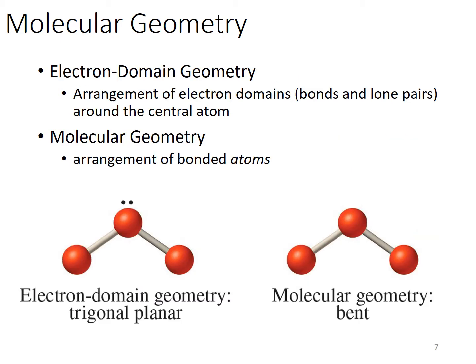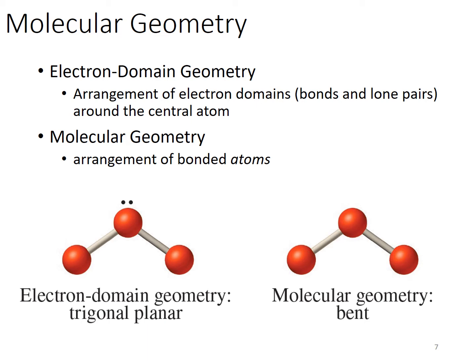All right, so what we've been talking about is the electron domain geometry. Again, I just call this electron geometry. This is just the arrangement of the electron domains, whether it's a bond or a lone pair, around the central atom. Molecular geometry is similar, but it pertains more to the arrangement of the bonded atoms. So if you take a look at ozone, the electron domain geometry is trigonal planar.